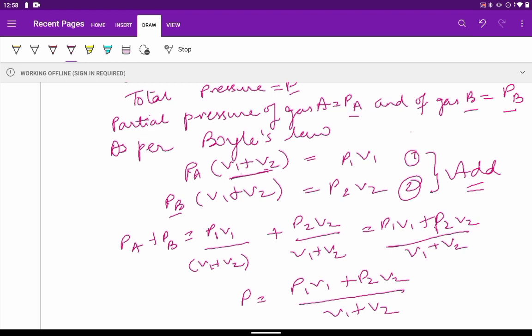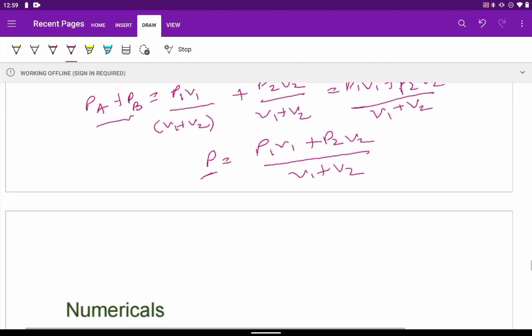So on adding PA plus PB, we get P1 V1 by V1 plus V2 plus P2 V2 by V1 plus V2. So we see V1 plus V2 is common. On adding these two fractions, we get P1 V1 plus P2 V2 divided by V1 plus V2. And also PA plus PB is equal to P. So total P is equal to P1 V1 plus P2 V2 by V1 plus V2. So this is the case if there are two gases which are occupying individually V1 for one gas and V2 for the other gas. Then we can arrive at this equation finally.